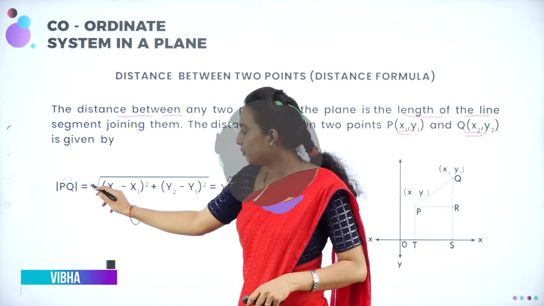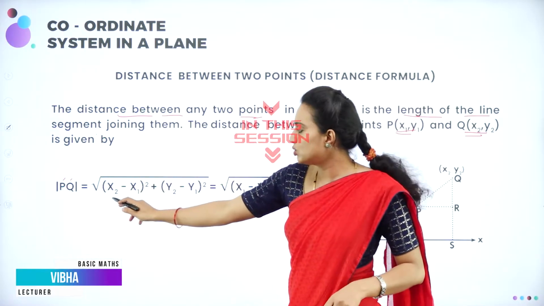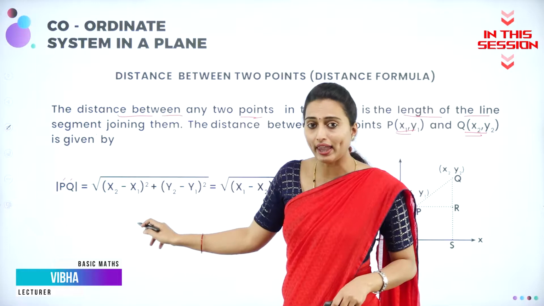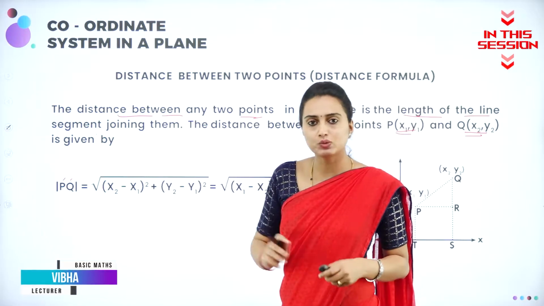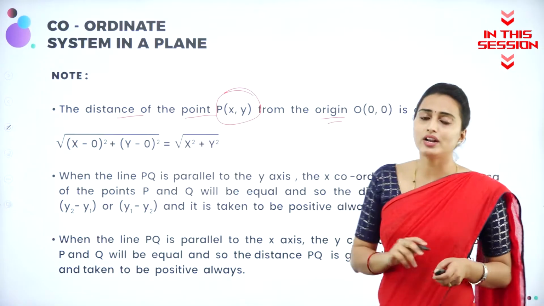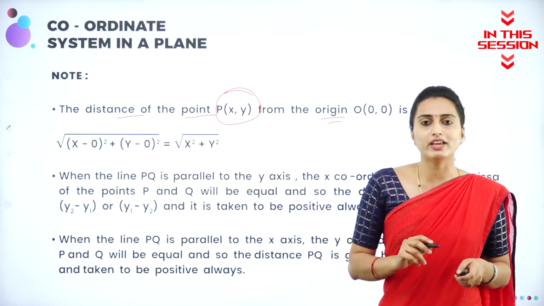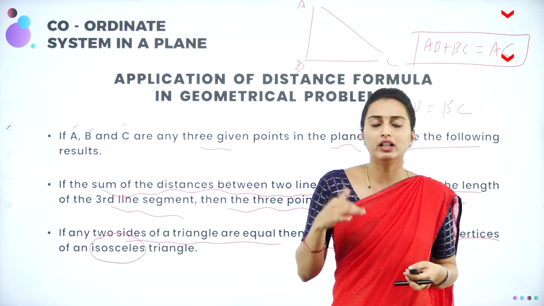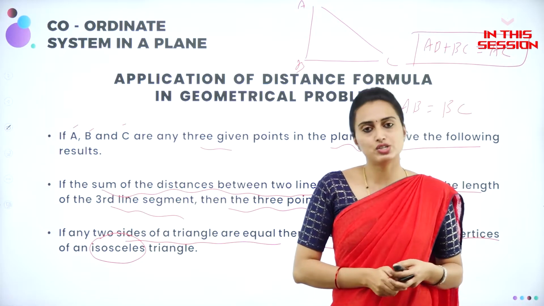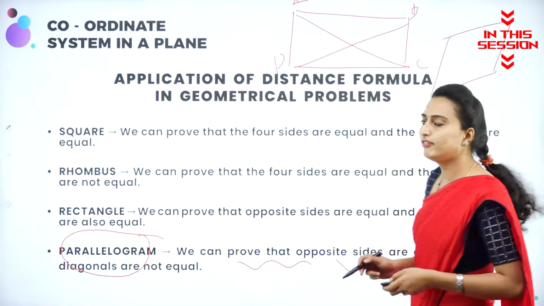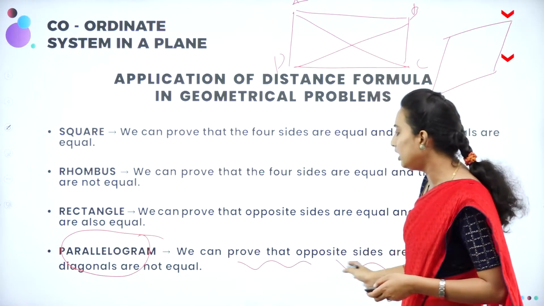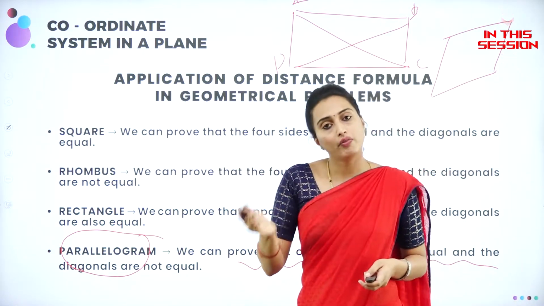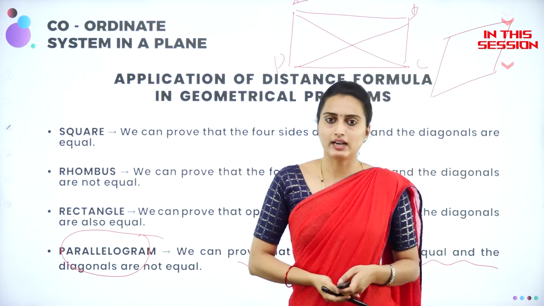It is given by the formula square root of x2 minus x1 whole squared plus y2 minus y1 whole squared. What is the origin you are going to have? Origin will be always 0, 0. If any two lengths of the sides are equal, then it is an isosceles triangle. Understood? If opposite sides are equal, we can prove the diagonals are not equal. It is said to be a parallelogram.